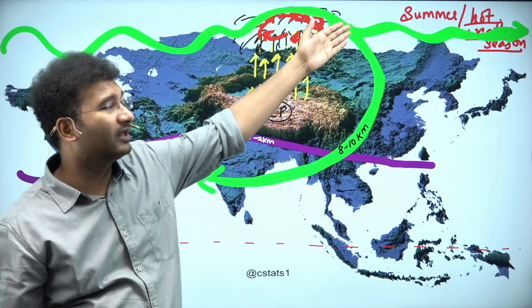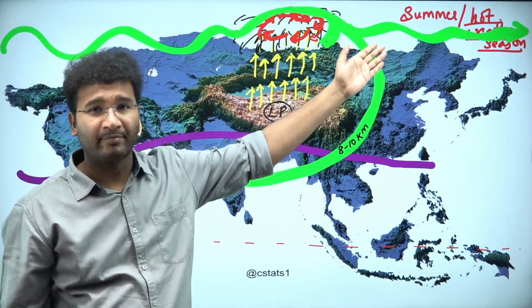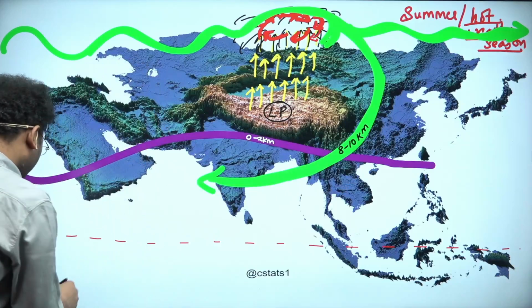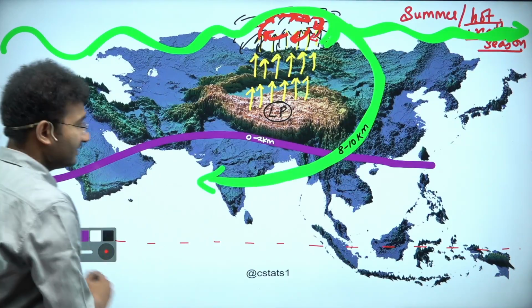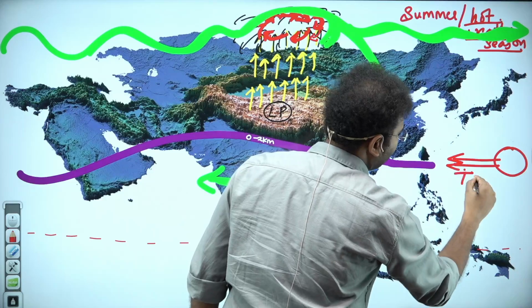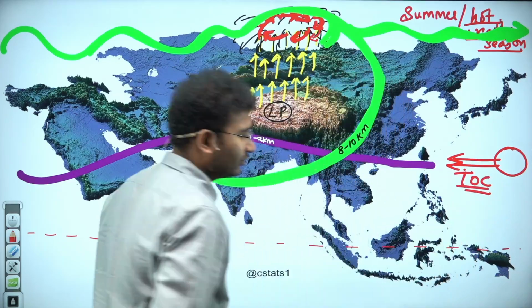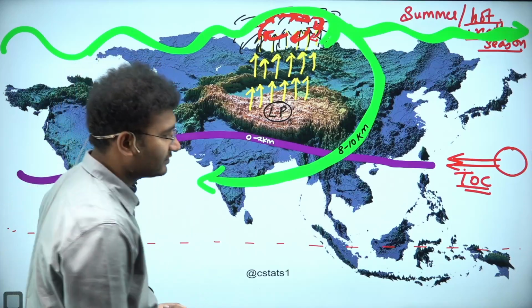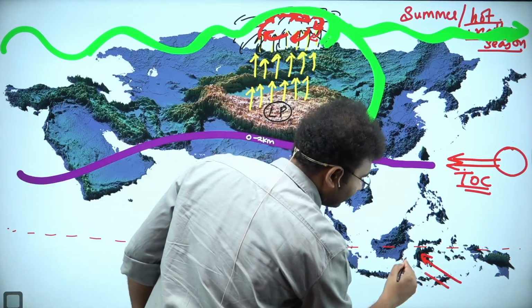Now which month is it? It is the month of June, July. Very hot, direct sun rays are falling over the Tropic of Cancer. Can I say that these are your direct sun rays? Sun rays are falling directly over the Tropic of Cancer. Now look at the winds at the surface. The winds at the surface will be coming like this.